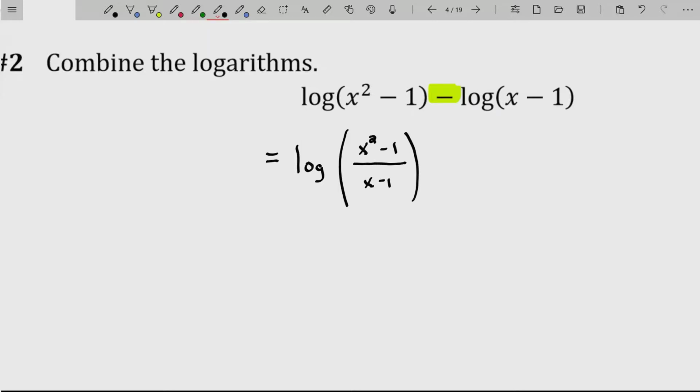Now, obviously, you can do a little good old algebra here. The x squared minus 1 is a difference of squares, and so when you do that, you get the log of x plus 1, because x minus 1 over x minus 1 will cancel, and you're left with the x plus 1. Notice I skip steps as we move forward in mathematics. However, there's an issue here.